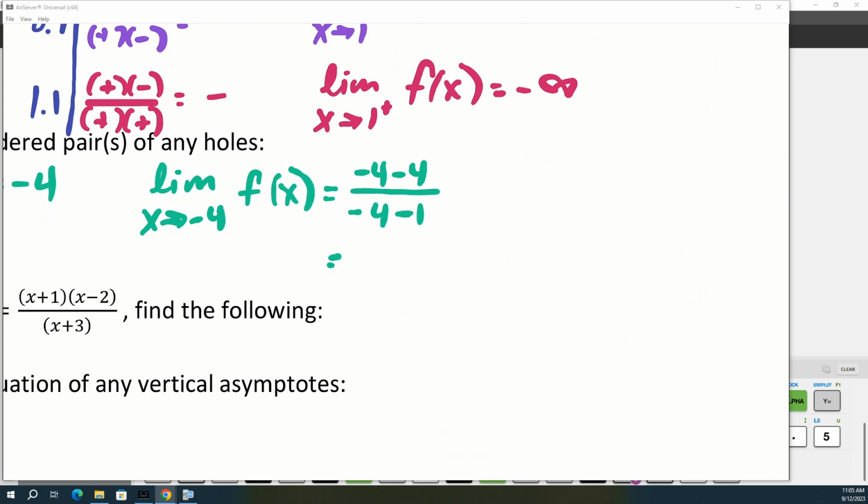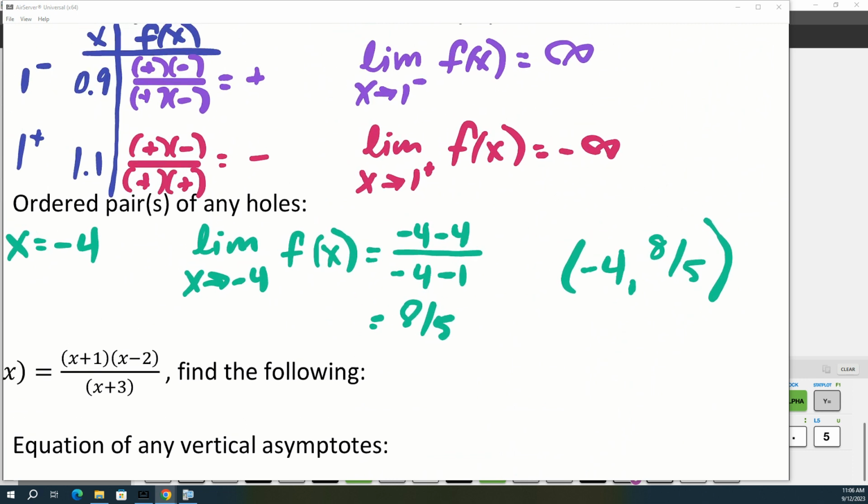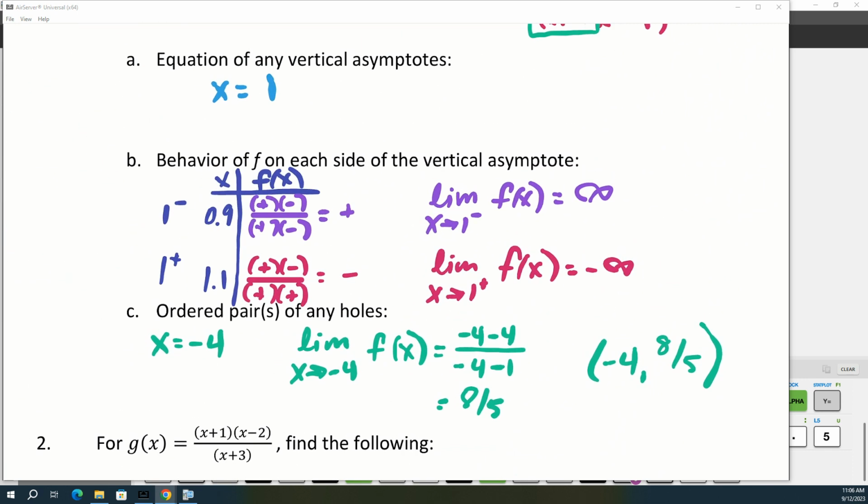Now, a lot of times your hole is at a weird fraction, and that's fine. So I get -8 over -5, which I would definitely want to change to a positive. So your hole is at -4, 8/5. All right. Questions on those two things? Those are the two big things for today.